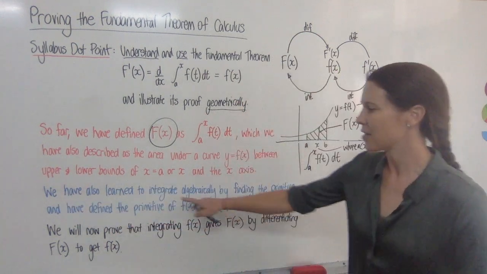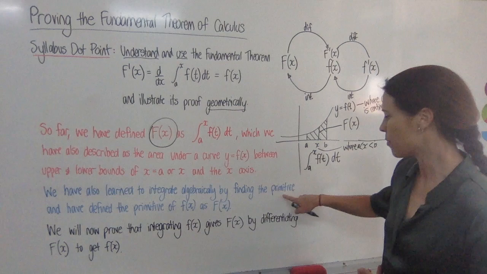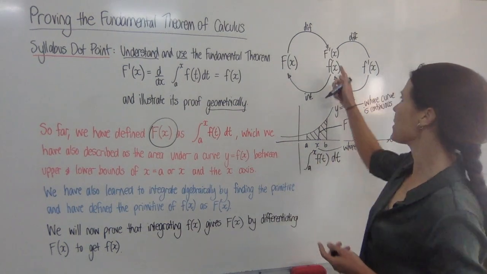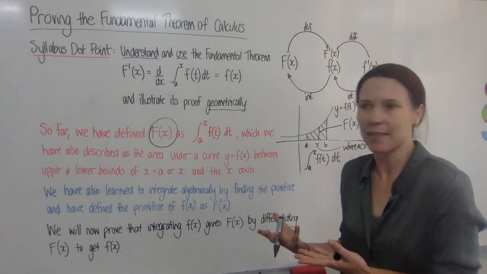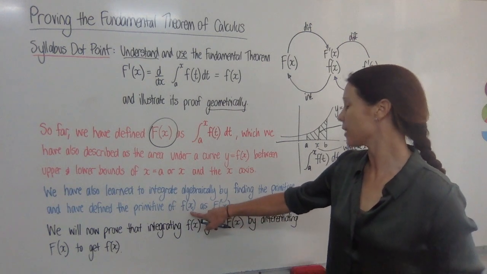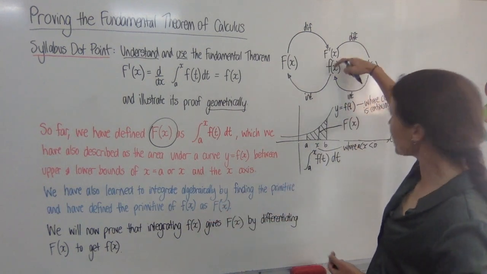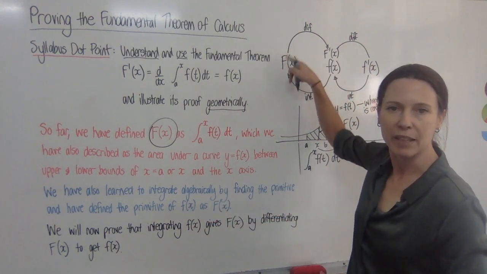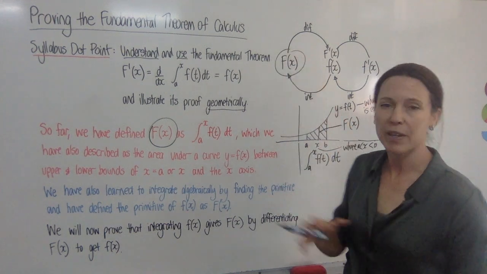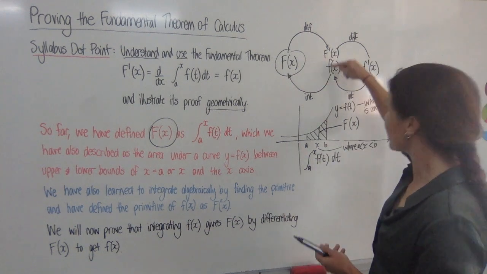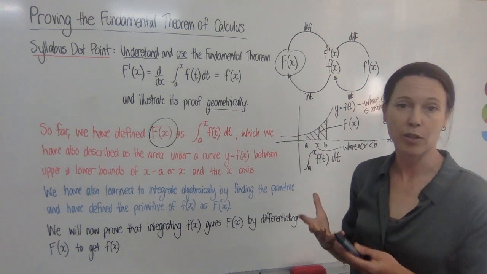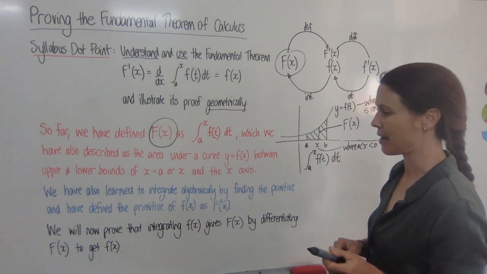Okay, but let's have a look at this part in blue. We've also learnt to integrate algebraically by finding the primitive. In other words, we've said, what function could I imagine that when I differentiate it, I'd get this? And so we've defined the primitive of little f of x as big F of x. We've said if we integrate this, we'll get something, let's call it big F of x. Well, what we're here to prove today is that this big F of x is both things. Algebraically, it's the primitive of little f of x, and it's also that area under the curve. We're proving that those two things are the same.